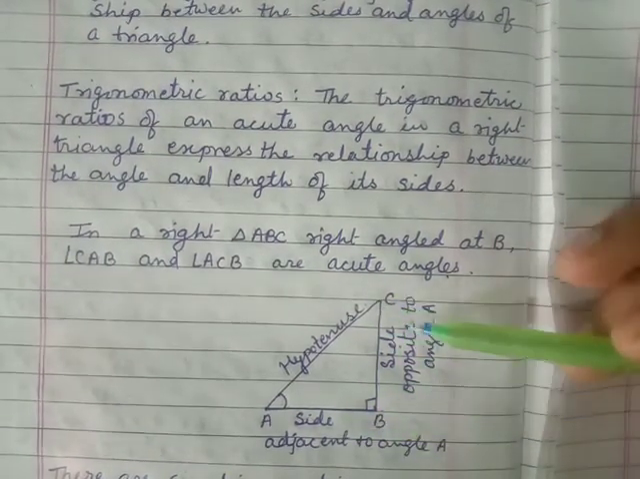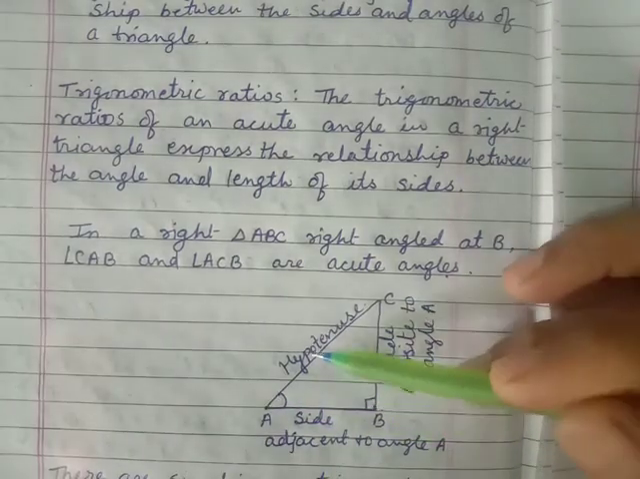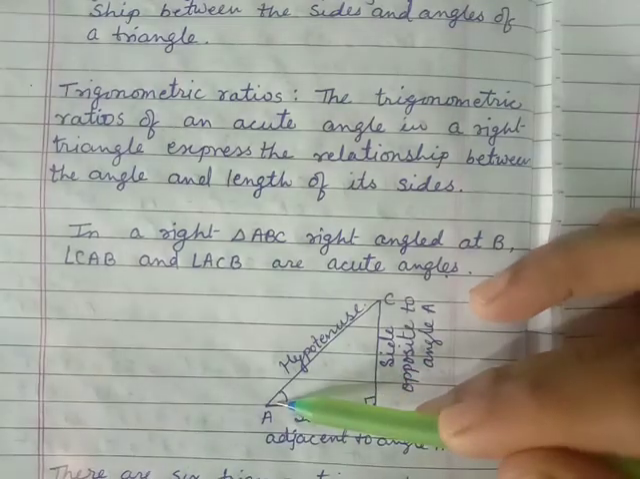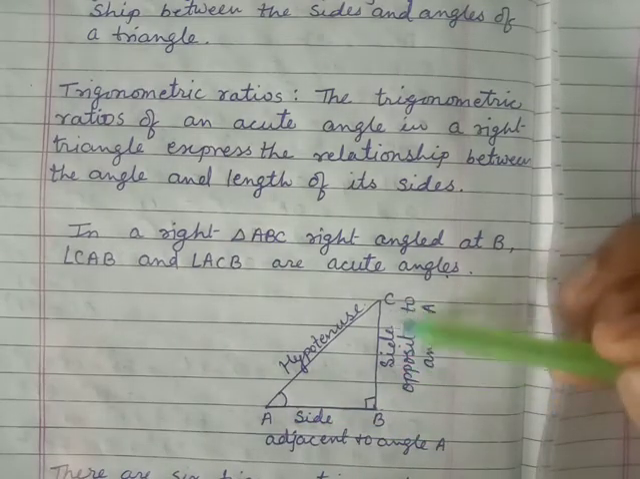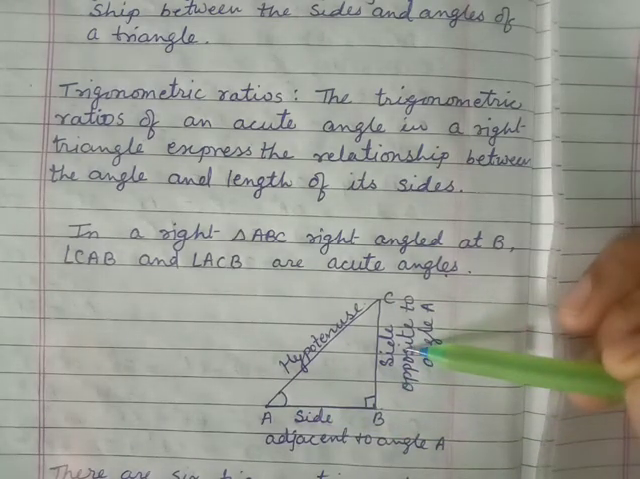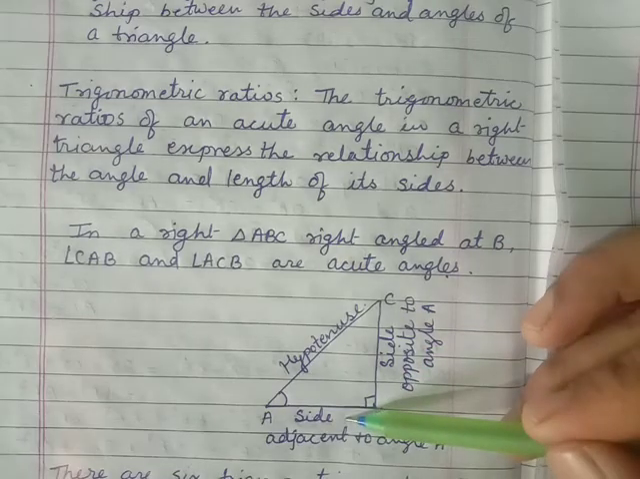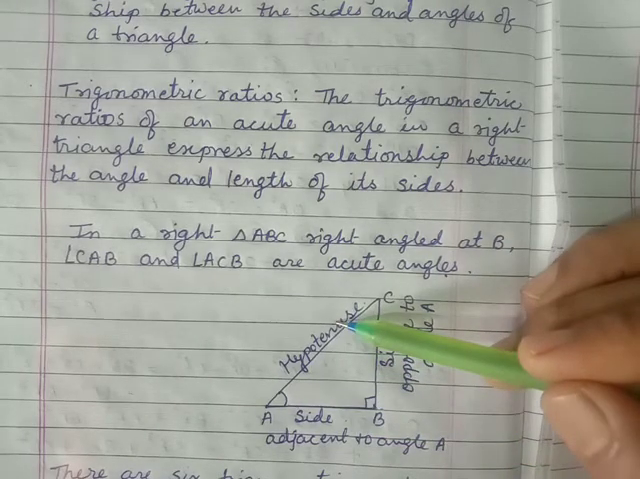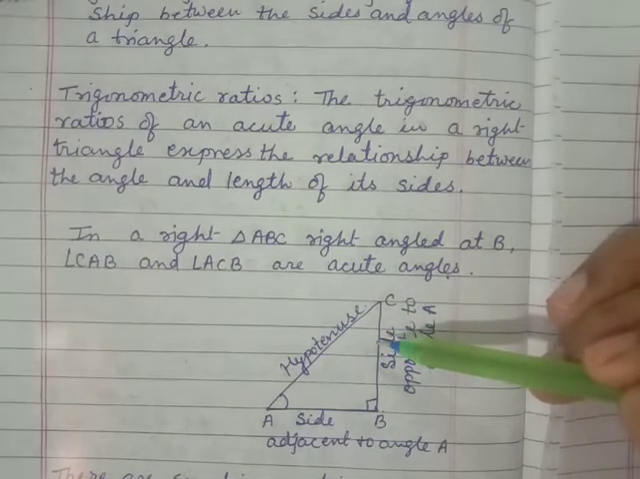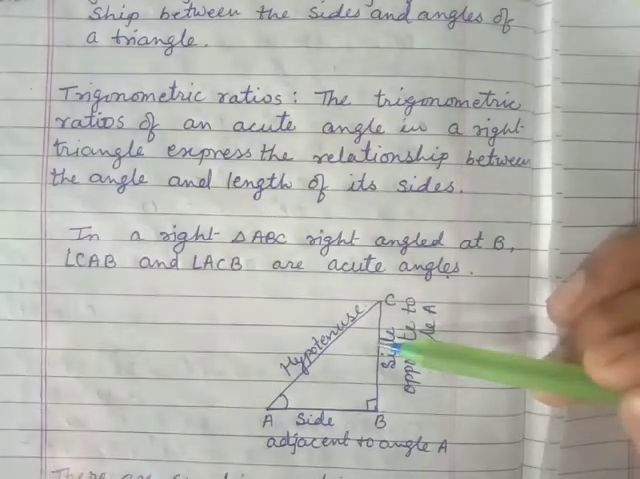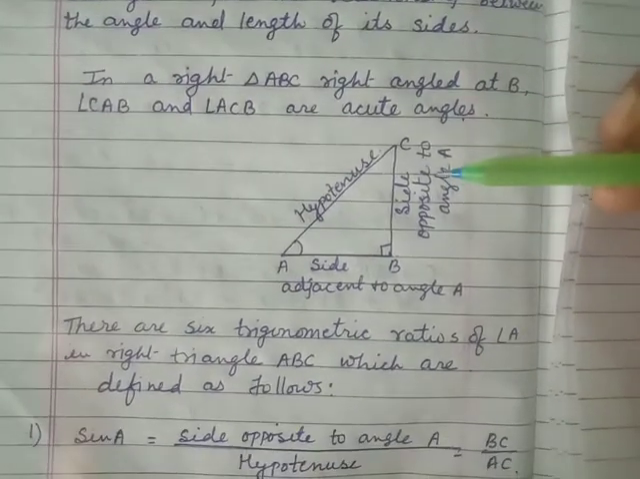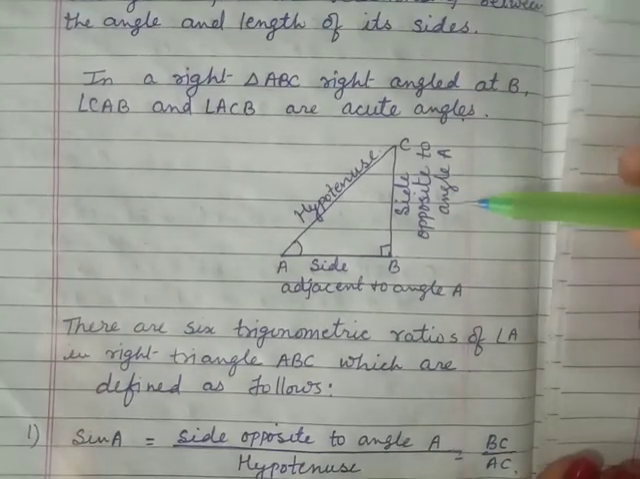This side is opposite to angle A. The hypotenuse is opposite to the right angle, but this side is opposite to angle A. So this side is the altitude of the right triangle, this is the base of your right triangle, and this is the hypotenuse. Okay, now there are 6 trigonometric ratios of angle A in right triangle ABC, which are defined as follows.